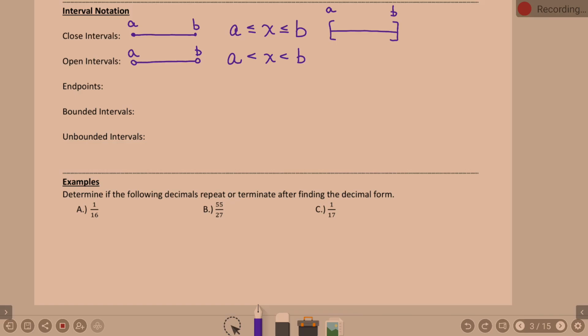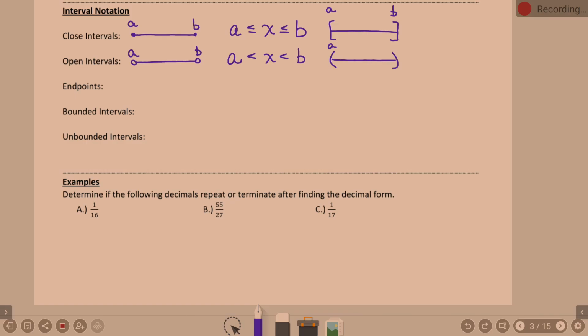Does this sound familiar? Envision, I'm just doing this little snippet. Think of this as that one big long number line that really goes past A and B. I'm just showing that the shading here is from A to B. If it's equal to, we use the brackets. If it's not equal to, we use parentheses.